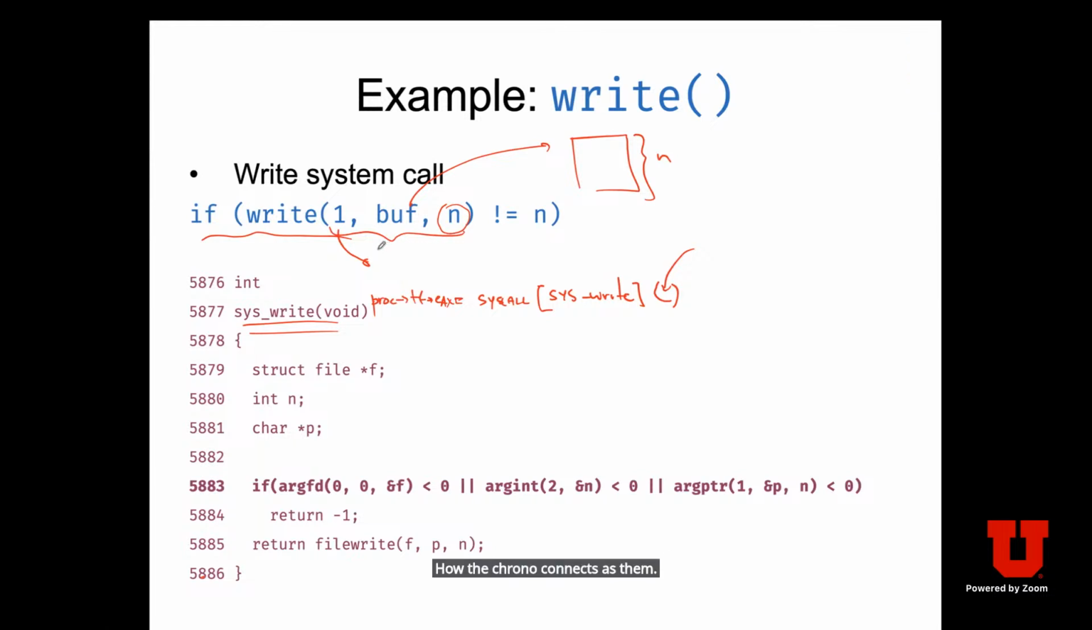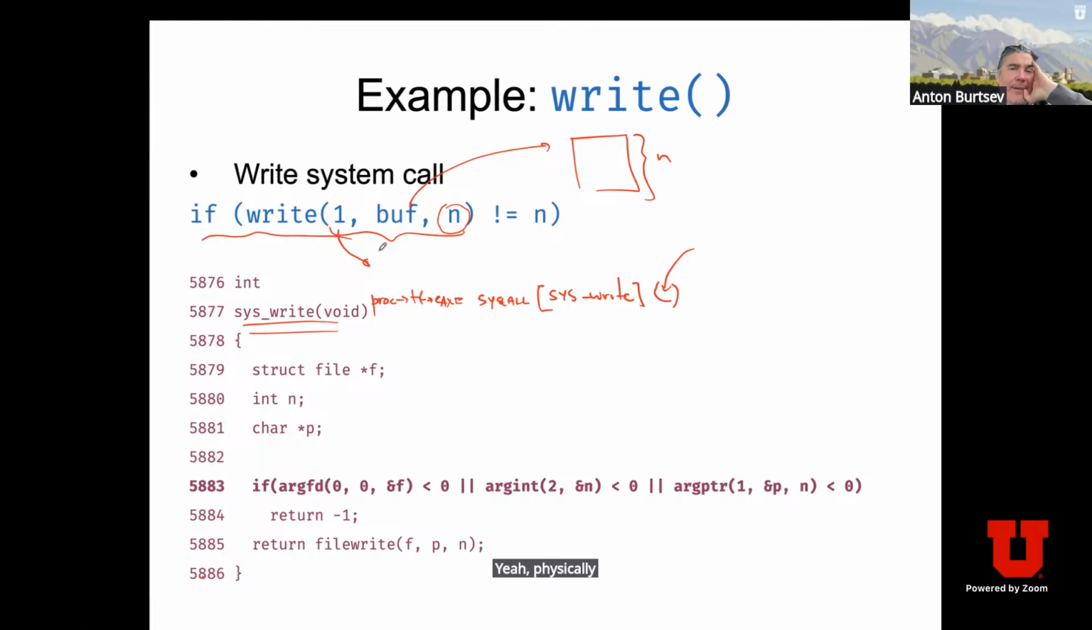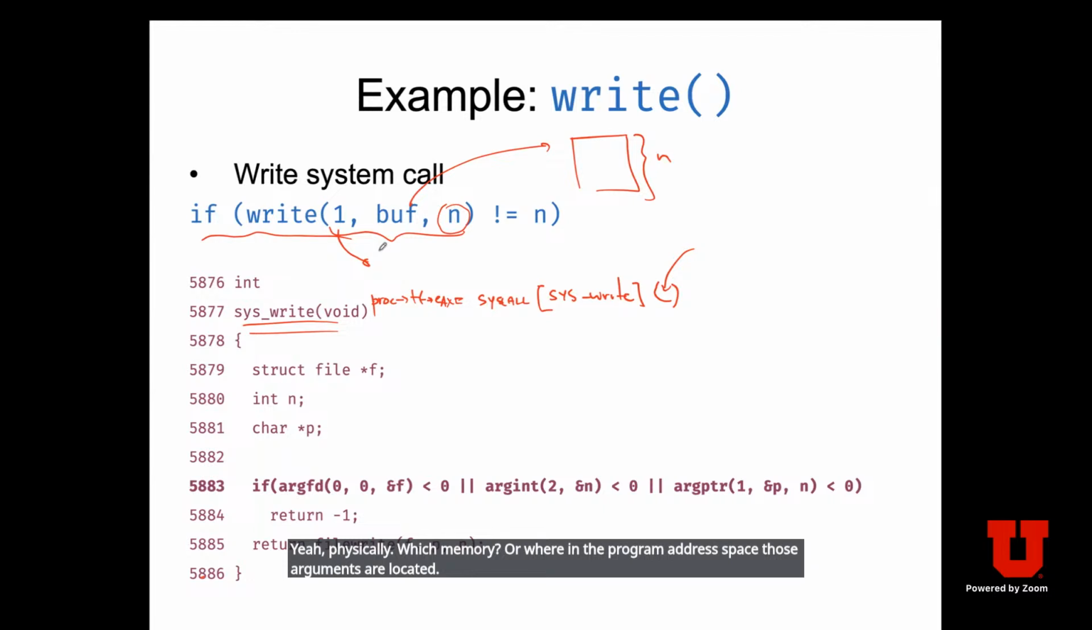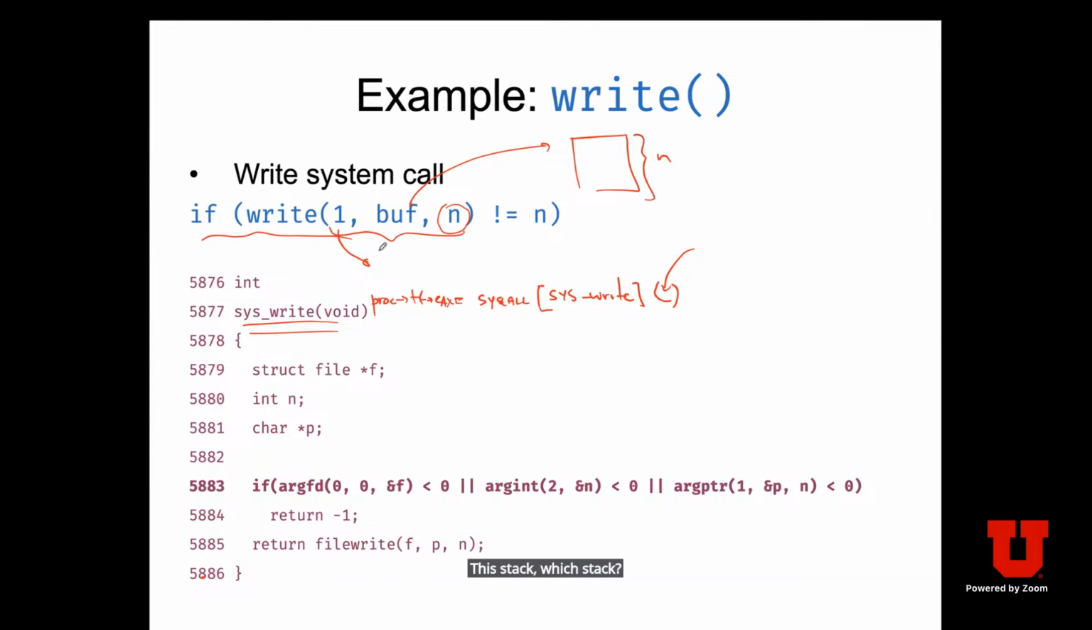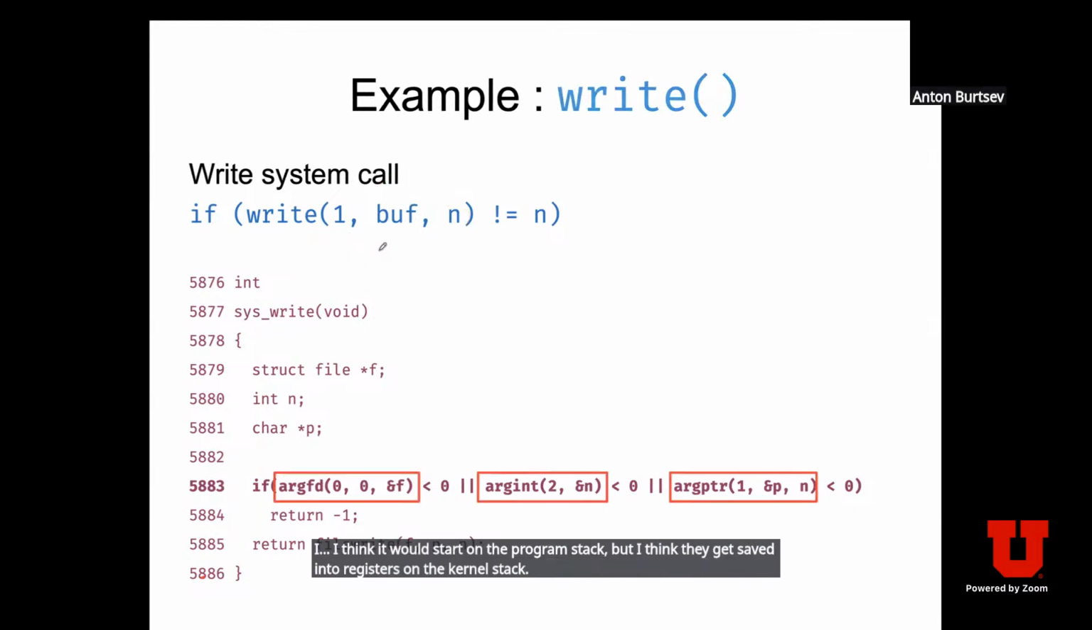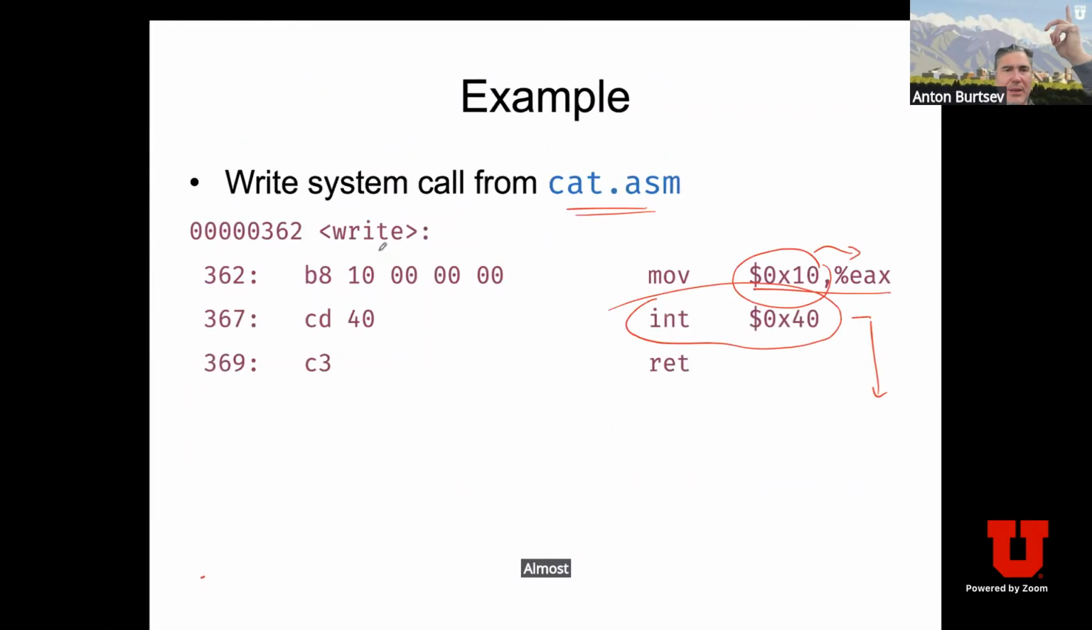Did you say where are they? Yeah, physically, which memory? Or where in the program address space are those arguments located? The stack. Which stack? I think it would start on the program stack, but I think they get saved into registers on the kernel stack. Almost. So let me just clarify it for everyone.